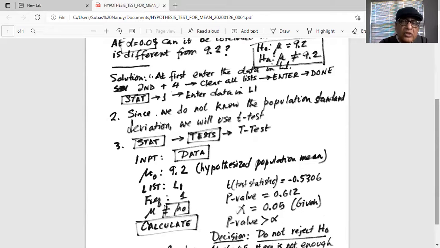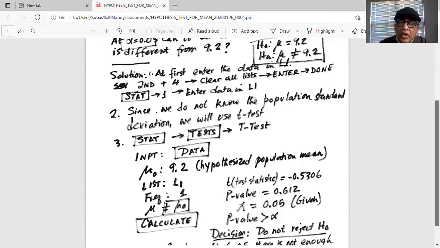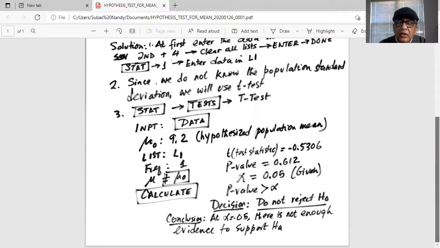Now, realize not equal to is a two-tailed test. That means the test statistic could either have fallen in the left tail or in the right tail. In this case, it fell on the left tail. So we compare the p-value with the alpha value. Alpha is 0.05. So the p-value is greater than alpha. When the p-value is greater than alpha, the decision is do not reject H0.